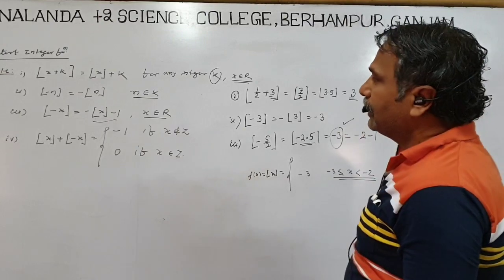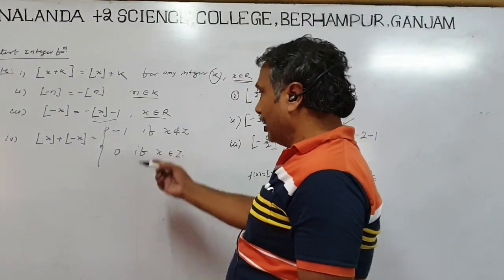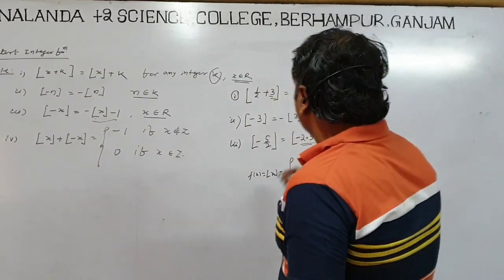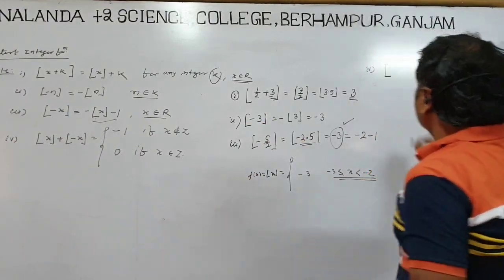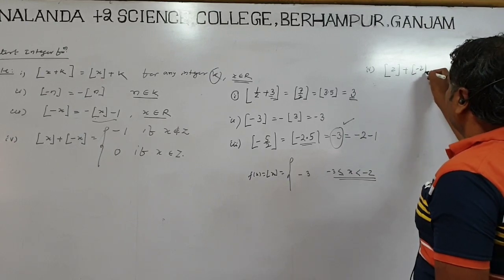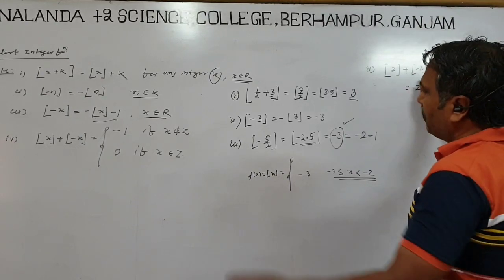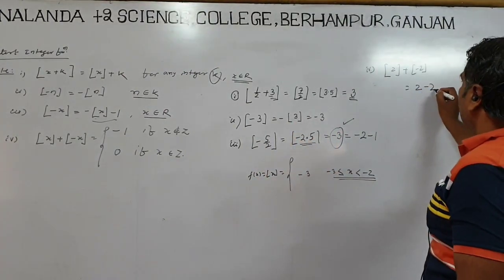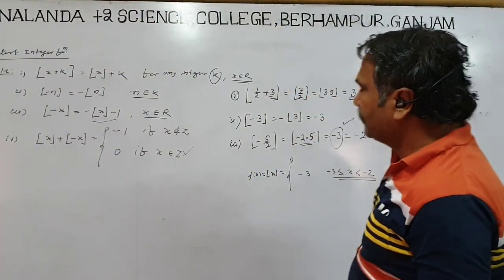Now similarly, if x is an integer, the fourth one: x belongs to integer, let us say 2 and minus 2. What is the greatest integer of 2? It is 2. What is the greatest integer of minus 2? Minus 2. So minus 2 plus 2 is 0, an integer 0.